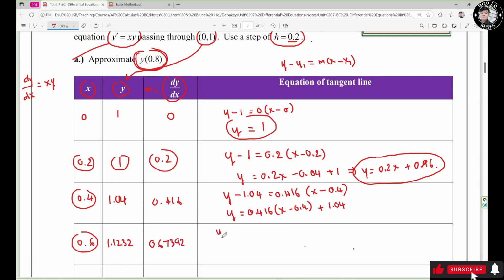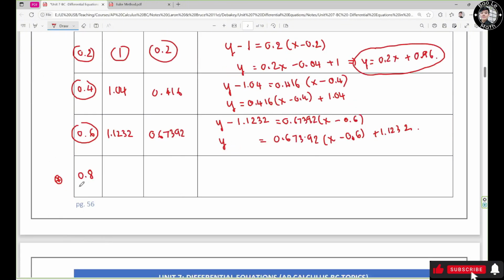So I have the new equation y minus y1, which means 1.1232, equals the slope 0.7392 times s minus s1, which means 0.6, right? So I'm going to simplify this one. So y equals 0.7392 times s minus 0.6 plus 1.1232, right? So I need to calculate the new y value right here, given s equals 0.8, right?